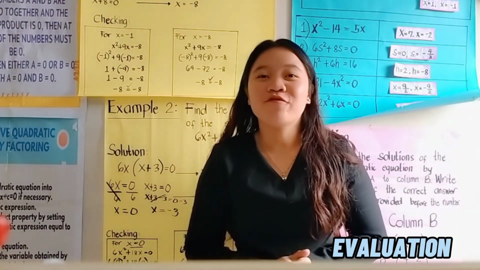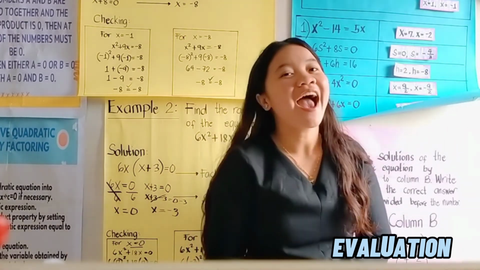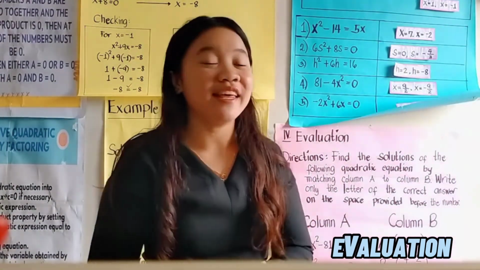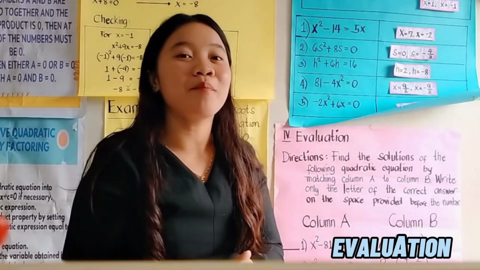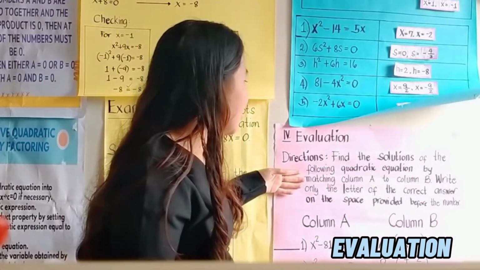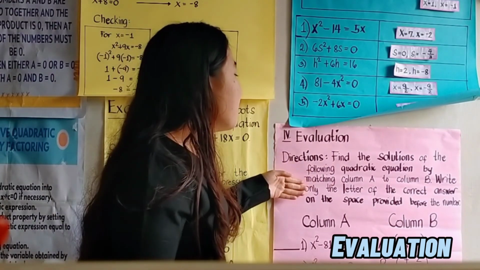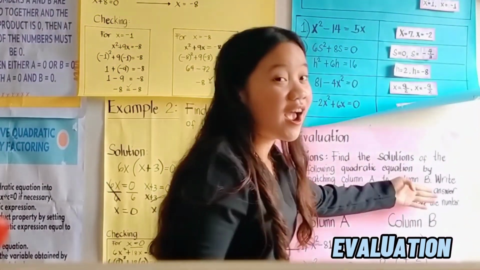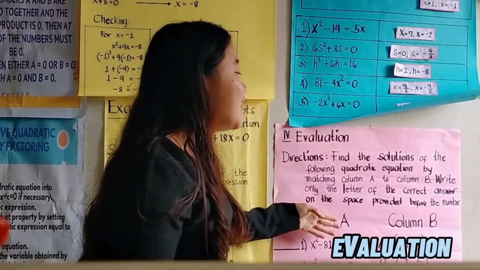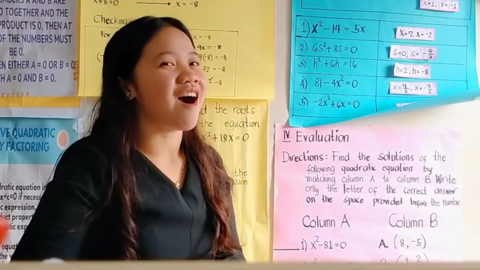So at this moment, for me to really test that you have understood our lesson this morning, I have here an activity that will be done individually, and you may pass your paper after 15 minutes. Alright, here are the directions. Find the solutions of the following quadratic equations by matching column A to column B. Write only the letter of the correct answer on the space provided before the number. Alright, your time starts now.